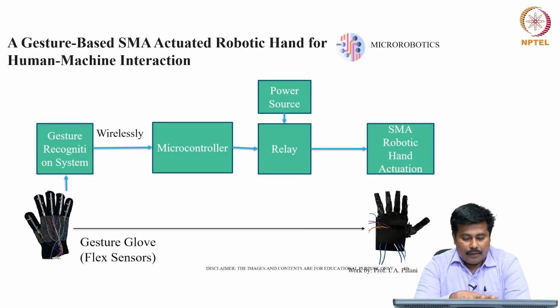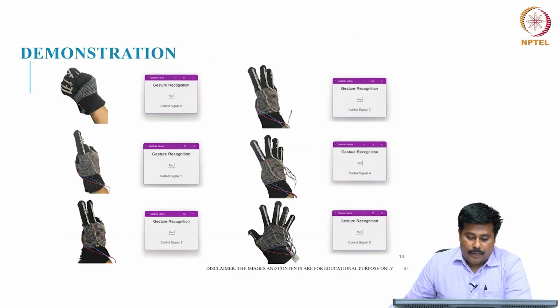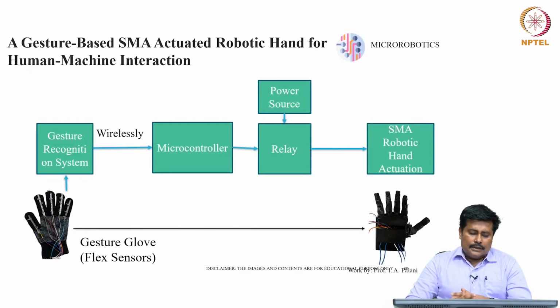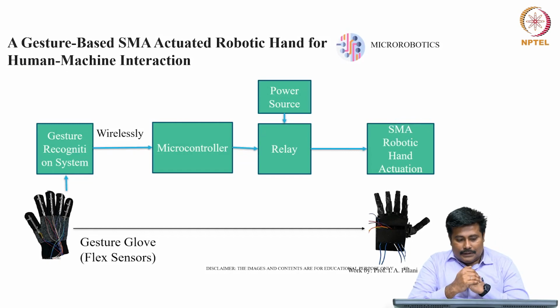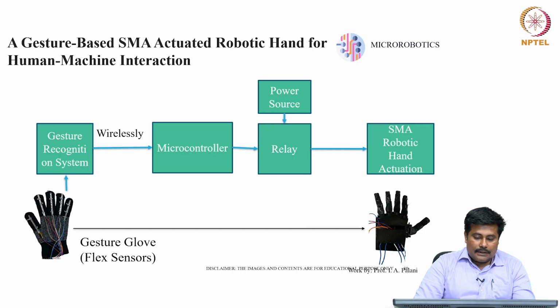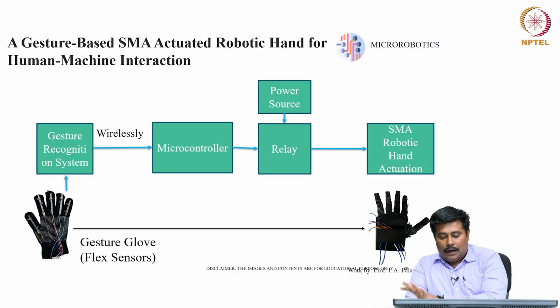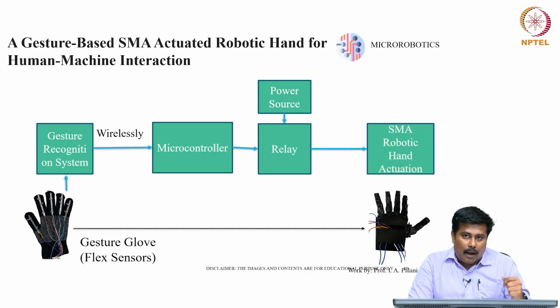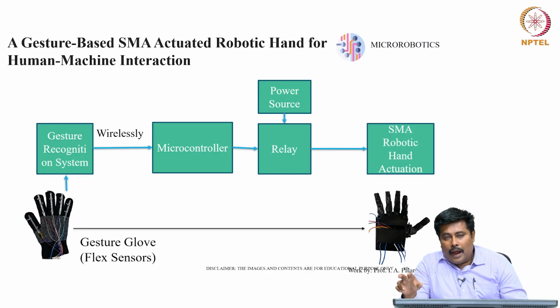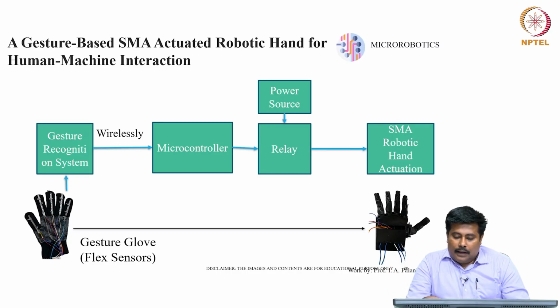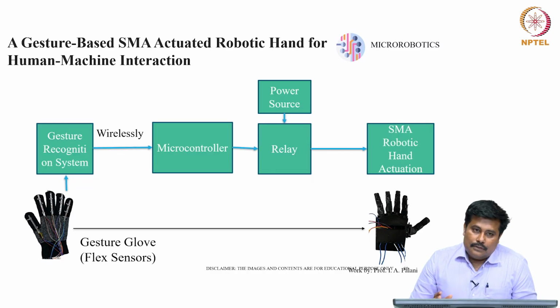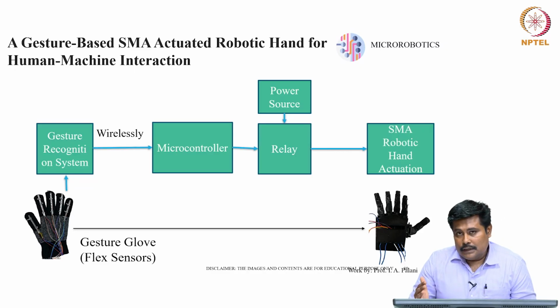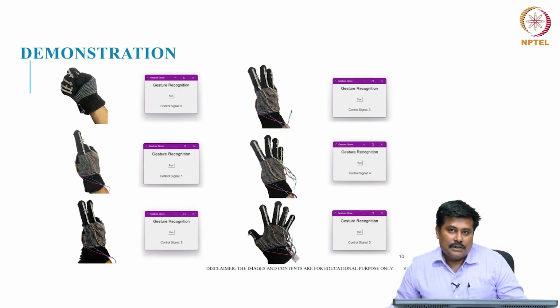power source. Now the main motto of this particular process is a glove which is integrated with a flex sensor, which is used for gesture recognition. On the other hand, there is a 3D printed hand with SMA based robotic structures, with SMA based actuators. When the gesture glove is moved, the robotic hand also gets actuated, and a relay circuit is deployed, which has control over the position and orientation of this SMA based robotic hand.